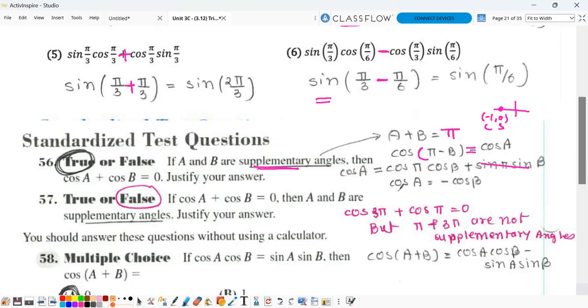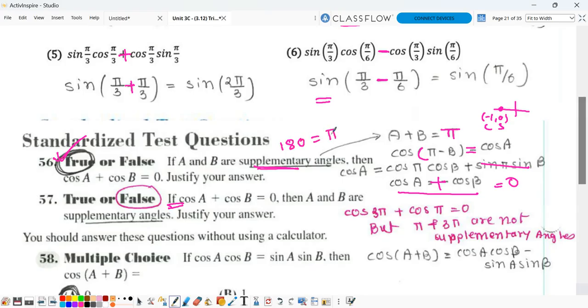Cosine of A is equal to negative cosine B. In other words, if you add them, it equals 0. So this is a true statement. But it is not true the other way around. So let's check why. This says if cosine A plus cosine B is 0, are they supplementary angles? So come up with angles where individually they are 0, but the sum of these two is not pi.